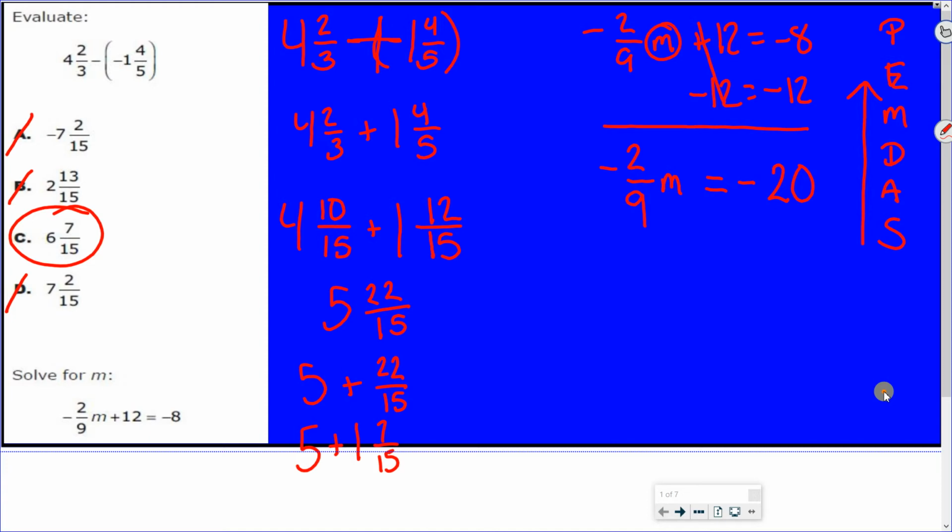Now, I know what you're thinking. You're going to say, Mr. Hale, let's divide the negative 2/9. That's correct. That is what we would do. But if you remember, when you take a fraction and divide it by a fraction, it's the same as taking that fraction and multiplying it by the reciprocal of the second fraction. So instead of dividing by a negative 2/9, we're going to multiply by the reciprocal of a negative 2/9, which would be a negative 9/2.